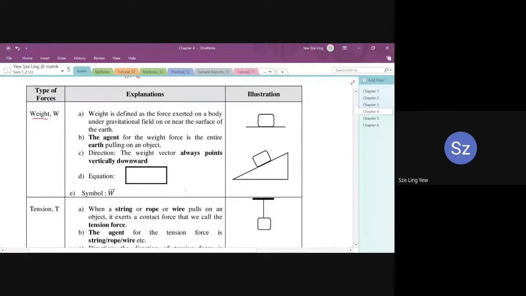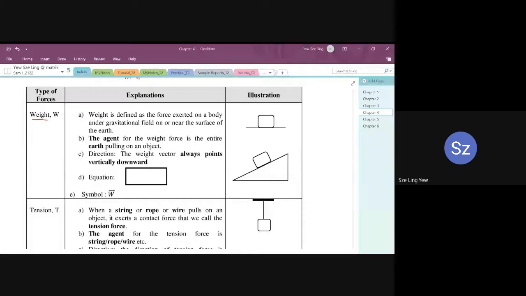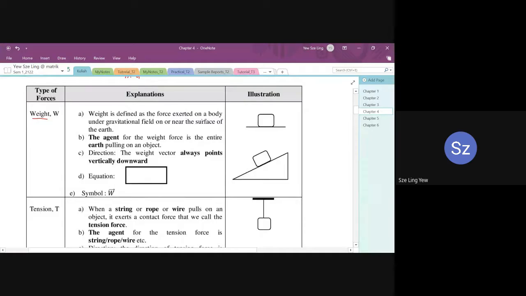First one is weight. Now, don't get confused between weight and mass. Weight and mass are different things. Weight is defined as a force exerted on a body in a gravitational field or near the surface of the earth. So it depends greatly on g. Whereas mass isn't affected by anything, it isn't affected by the gravitational force. Weight depends greatly on the gravitational pull. So if you're on a different planet, you will have a different weight, but the mass would be the same. Mass is fixed, and weight depends on where you are. It depends on the gravitational force.